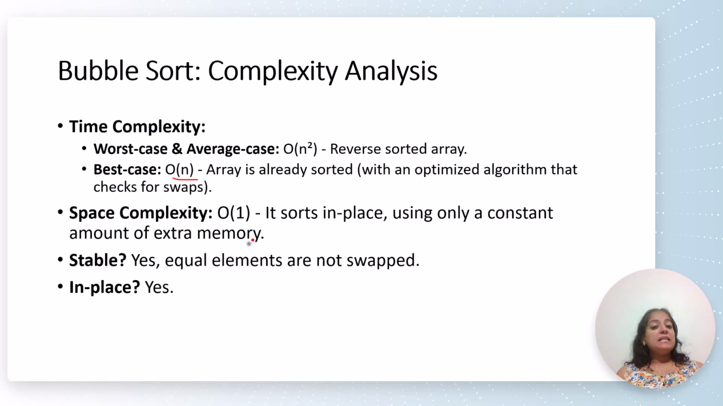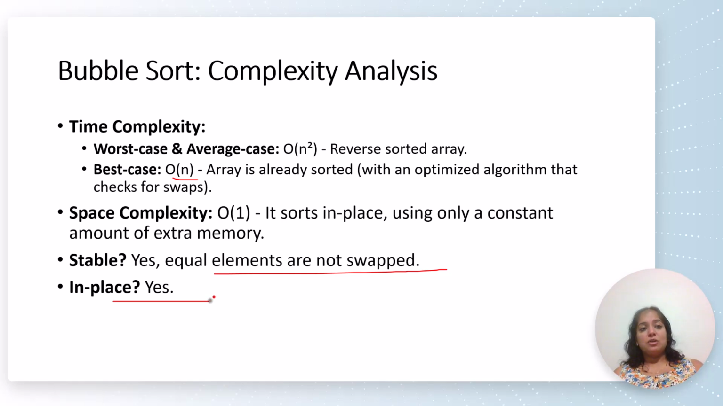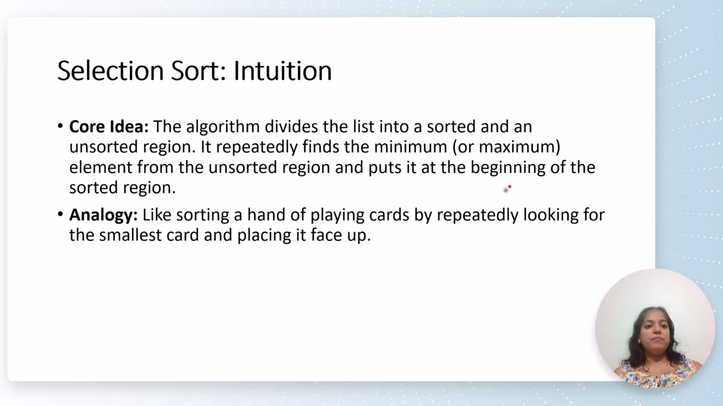The space complexity is big O of 1 because bubble sort is an in-place sorting algorithm. That means it does not require any additional space for performing the sorting. So it does not take any extra amount of memory. Is it stable? Yes, it is a stable algorithm because equal elements are not swapped here. And it is an in-place sorting algorithm, as I told you, because it does not require any additional memory for sorting like merge sort, which we will discuss next week.